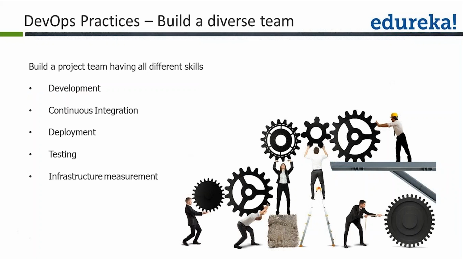And the last one, build a diverse team. So I've been talking a lot about diverse teams. You need people who come from diverse backgrounds. They may be specialists in their own areas, but they should also know what other people are doing. Okay, so build a project team having all the different skills. Now these different skills can be related to different areas. So there could be a good developer who is targeting not feature development but code optimization. So code optimization also comes under DevOps, but very few people know it. They understand DevOps to be an after-development kind of scenario.